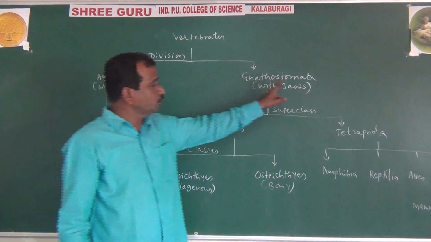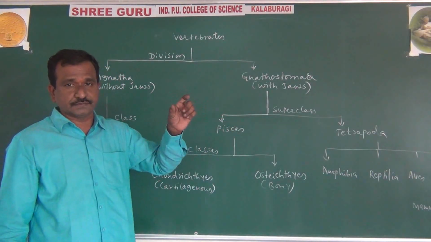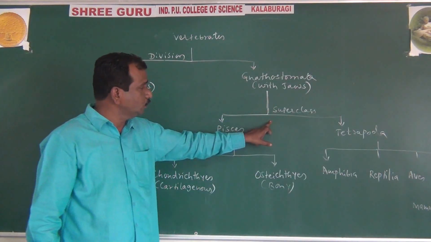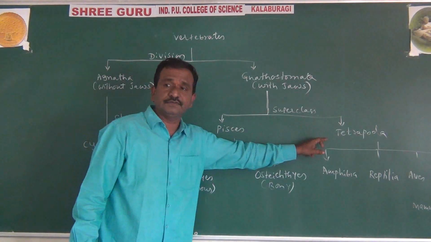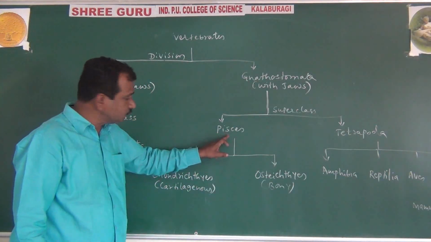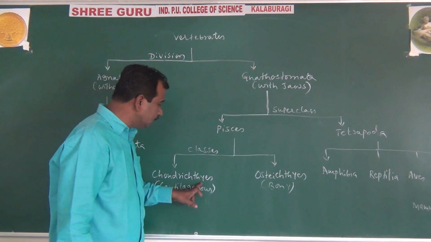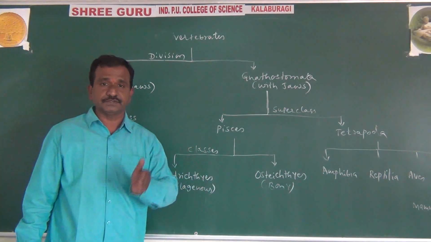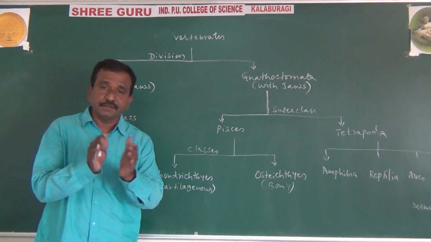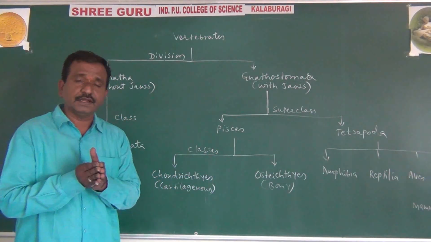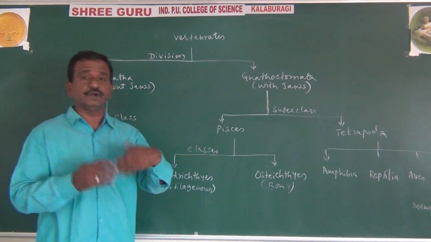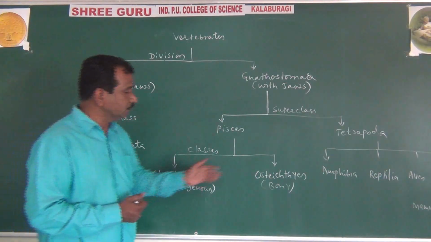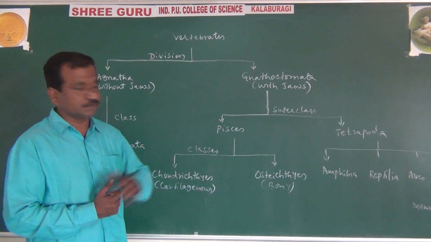Now Gnathostomata are normally with jaws. All the higher animals have jaws, and they are divided into two superclasses, Pisces and Tetrapoda. Superclass Pisces is divisible into two classes, cartilaginous and bony fishes. Pisces means the fishes only, and in the fishes you can observe two kinds: one is normally provided with cartilage, the other is bony.